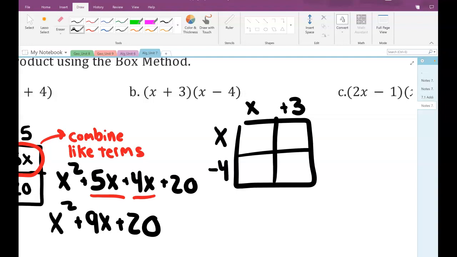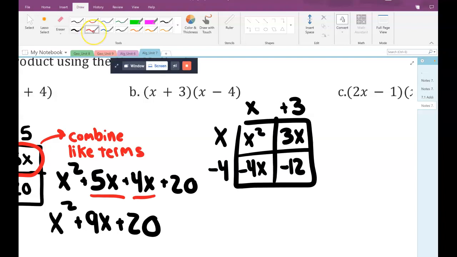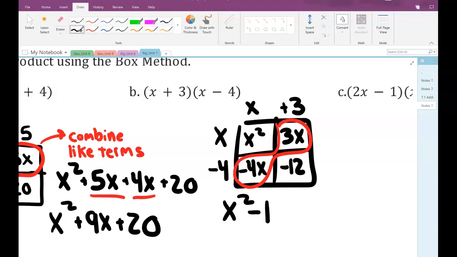Again, you multiply into your box. x times x is x squared. This is 3x. Negative 4x. I'm multiplying. And then this is negative 12. And again, like terms on our diagonal. So I can combine those. I can say my final answer is x squared, negative 4x plus 3x is negative 1x, minus 12.